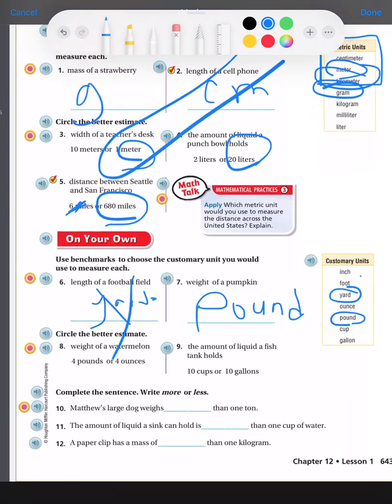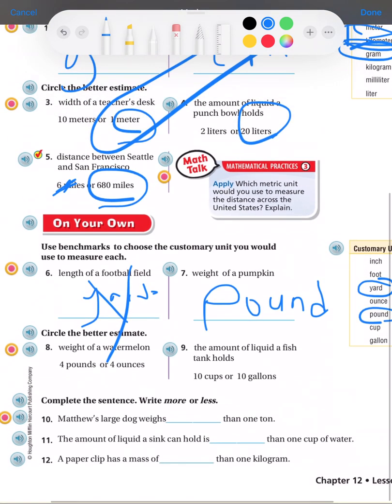I like these comparisons down at the bottom. Complete the sentence, more or less. And some of them are kind of silly. Matthew's large dog weighs blank than a ton, more or less. Remember what we said about a ton? A ton is about the weight of a car. So if no dog is the weight of a car, I would say this is probably going to be less than a ton.